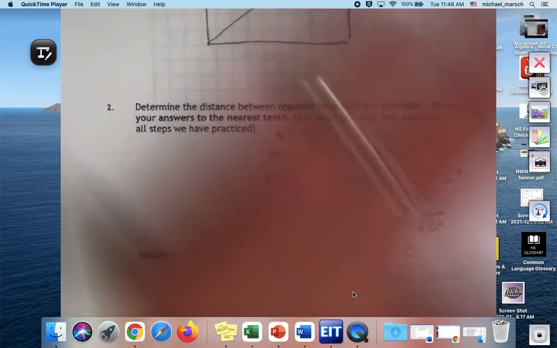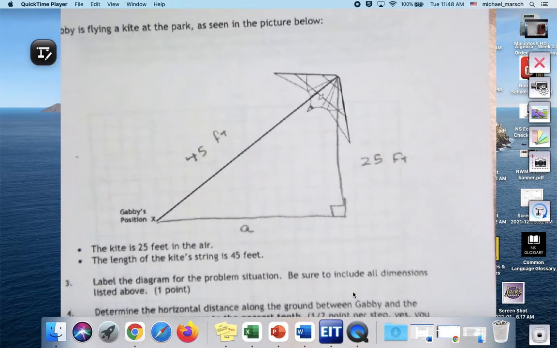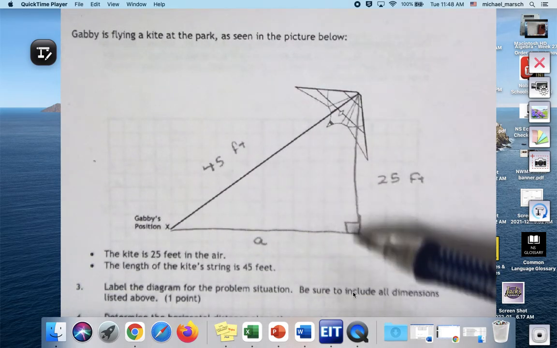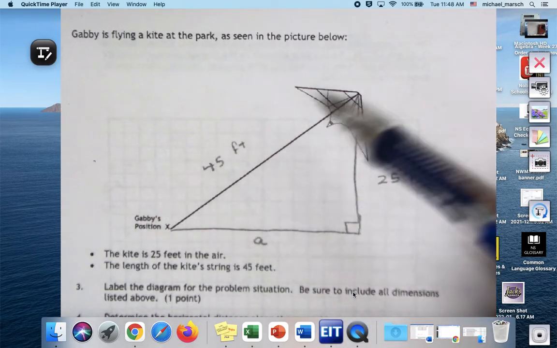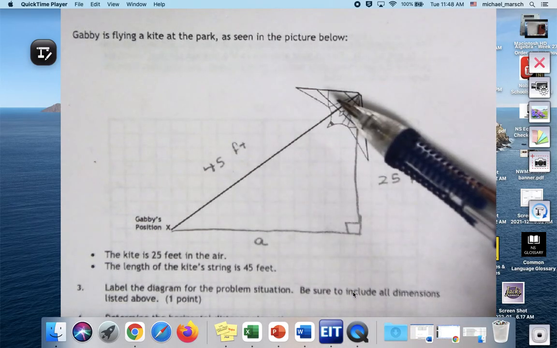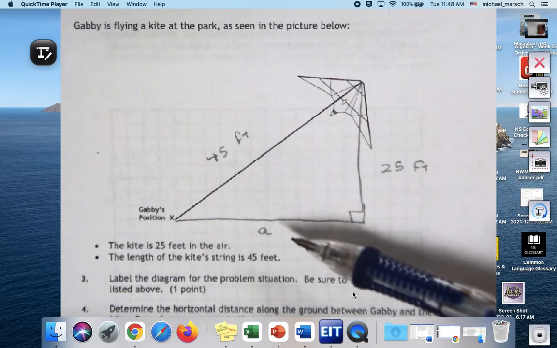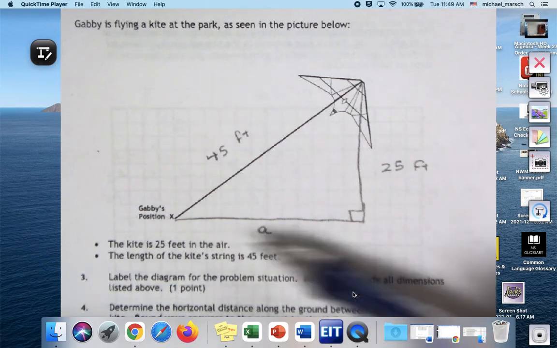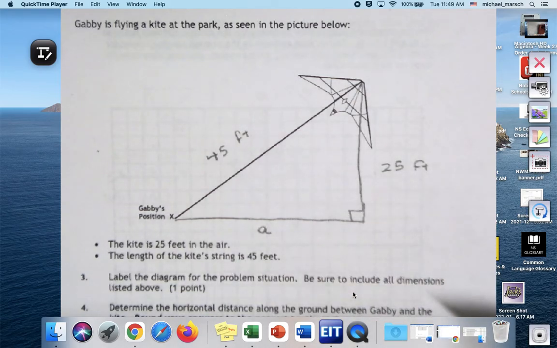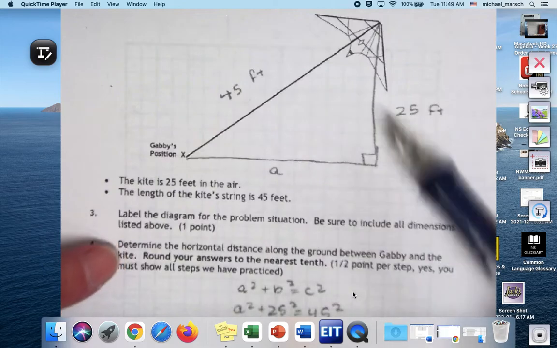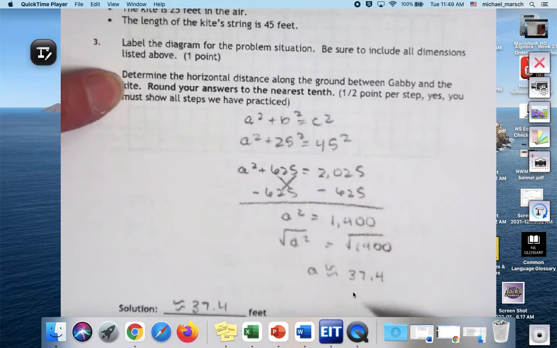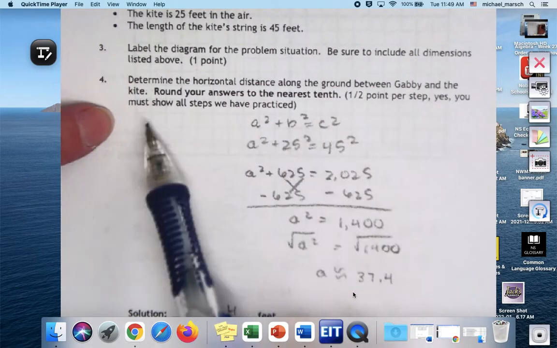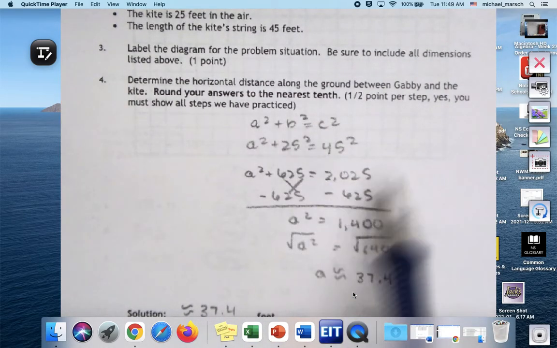Number 3, we have Gabby flying a kite in the park. We know that it's 25 feet in the air, so that's how I got this leg value. And we know the string is 45 feet long. And so then we are solving for A, or if you solved for B, that's fine. The diagram, labeling the diagram was worth a point, so hopefully you took some time to do that. And then because it's finding A, we're looking for 7 steps here. Notice it says a half point per step. Yes, you must show all the steps we practiced.